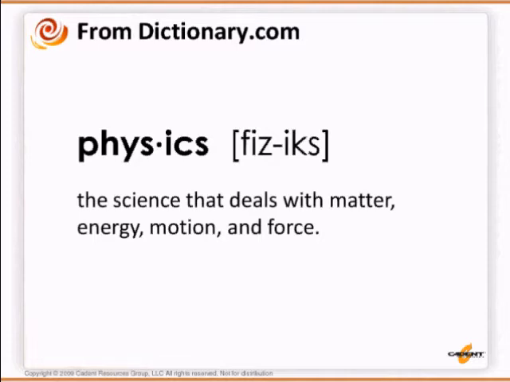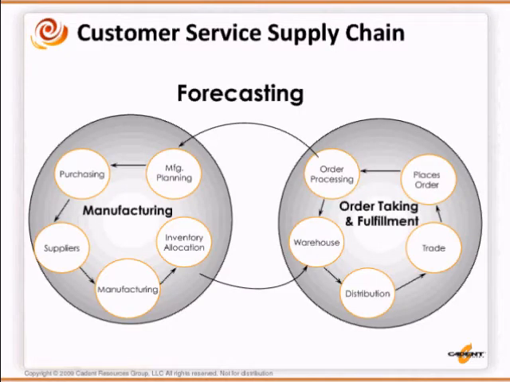Something like this should always begin with a definition from the dictionary. The definition of physics is the science that deals with matter, energy, motion, and force. That's from dictionary.com. And what are we talking about when we talk about the supply chain? Let's define that a little bit.